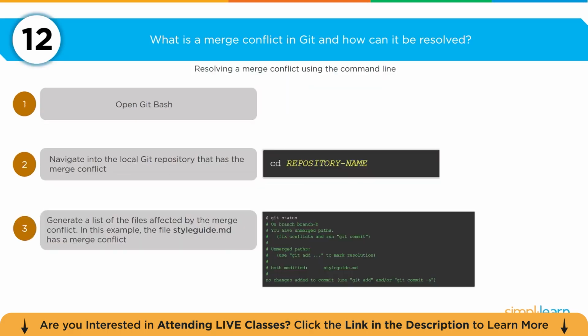So you can also do this through command line, and with the command line you want to use git bash. As a first step, open up git bash and then navigate to the local Git repository in command line using the cd change directory, and then list out the actual folder where you are putting all of your code. And then you want to generate a list of the files that are affected with the merge conflict. And in this instance here, you can actually see the file styleguide.md has a merge conflict in it.